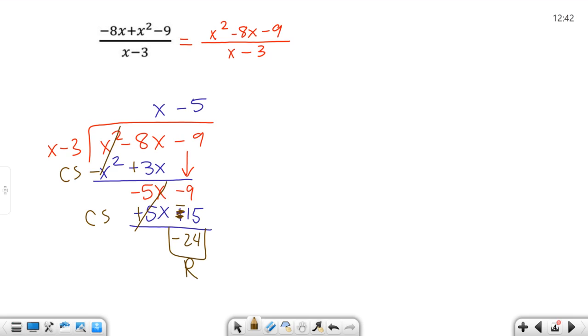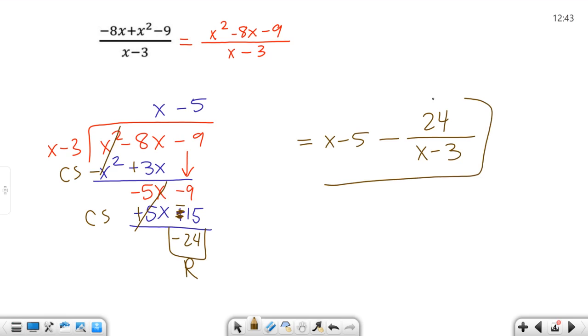So how do I write this? Well, this is going to equal x minus 5. And then if it's a one-term remainder, recall, I can bring this negative sign in front of it and then have this fraction here where I say 24 over what I divided by, which in this case is x minus 3. So 24 over what I divided by, x minus 3.